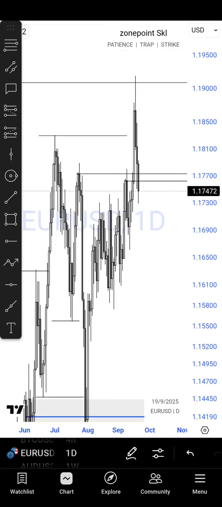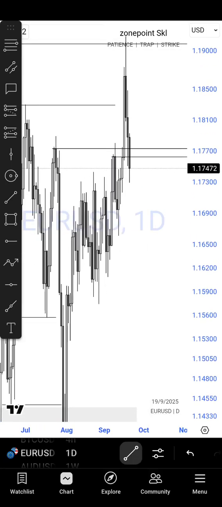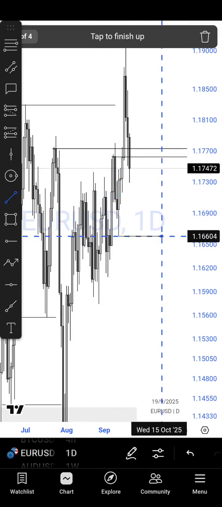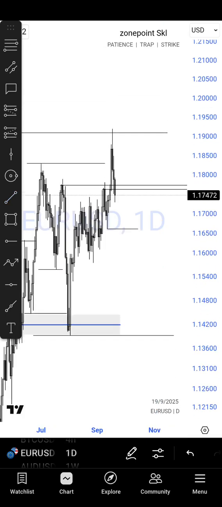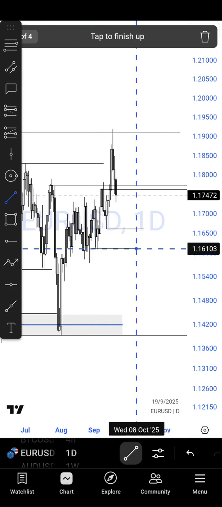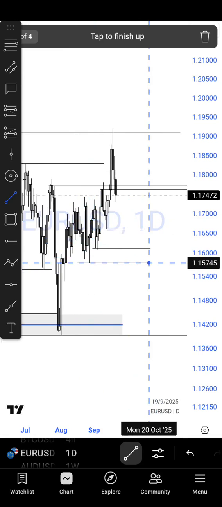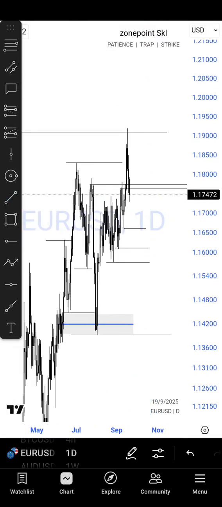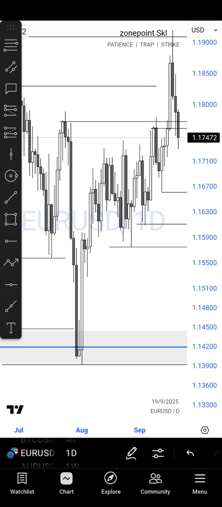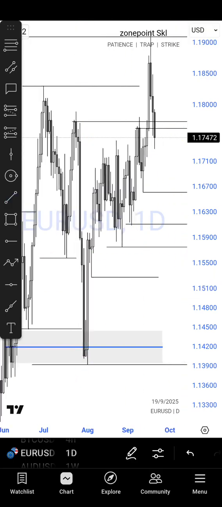So once price reacts from that level on the daily, I'll be expecting it to take out this range. This is a range, an internal range liquidity. This is another internal range liquidity. This is another internal range liquidity. You can see how I'm just spotting it easily. And this is another internal range liquidity, second to the last.